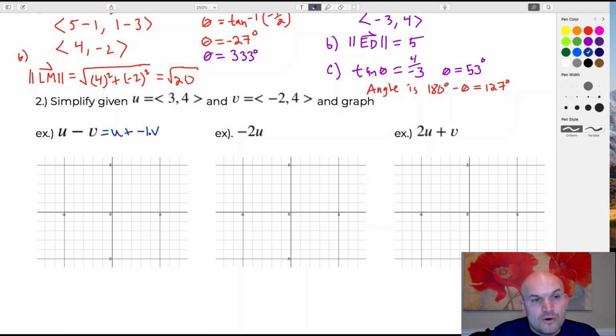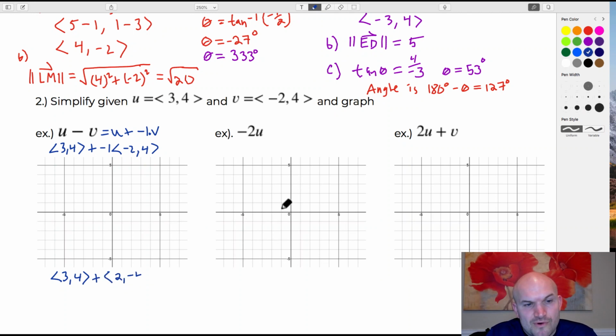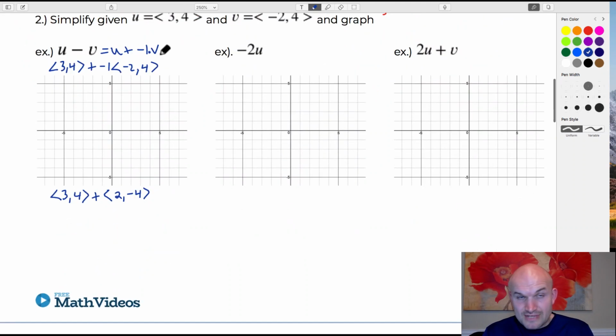So u is basically 3 comma 4, and then it's going to be plus a negative 1 times v, which is negative 2 comma 4. As I continue doing my work down below, that's going to be 3 comma 4 plus 2 comma negative 4. All right, so now when you actually have to add vectors, you just add the first components, the x components, and then add the second components. Adding is really adding or subtracting, depending on whether they're positive or negative. So therefore, this gives me 5 comma 0.